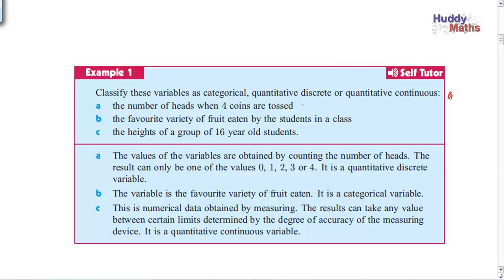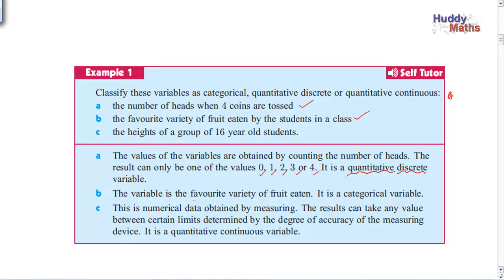The number of heads when 4 coins are tossed. Oh, you can only have whole numbers here. The counting numbers. So it's quantitative because it's got numerical data, and it's discrete because you can't have 1.5 heads. What about the favourite variety of fruit eaten by students in a class?